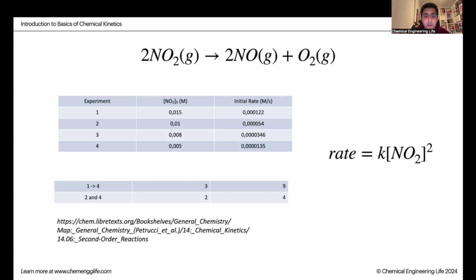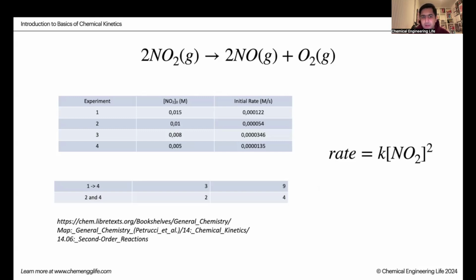And if you look at experiment 2 and experiment 4, then you'll see that if the amount of nitrogen dioxide is doubled, then the initial rate is quadrupled. That means that every time the initial rate is increased by the power of 2. So that is why we know that the reaction is second order with respect to nitrogen dioxide.